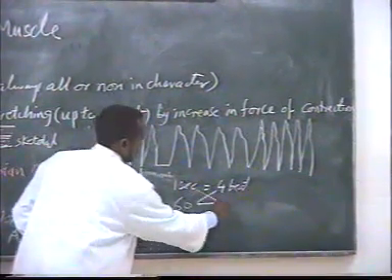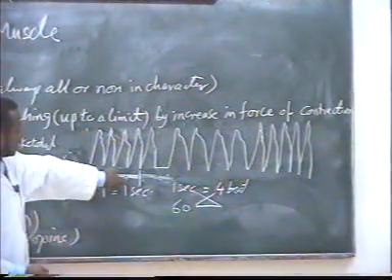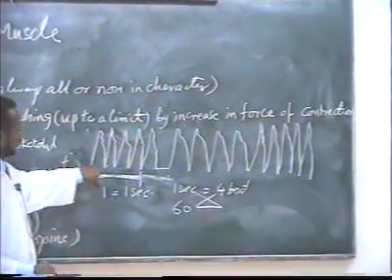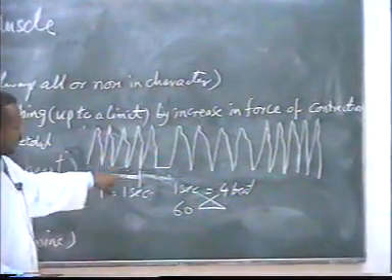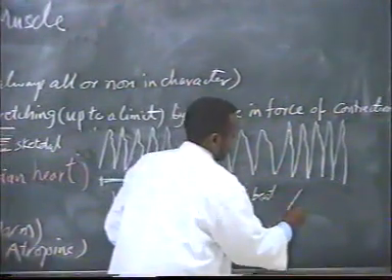we just multiply. This is just an example. You just measure, for example, 1 centimeter, and then you count the number of beats in 1 centimeter, and you multiply by 60 to get the heart rate per minute.